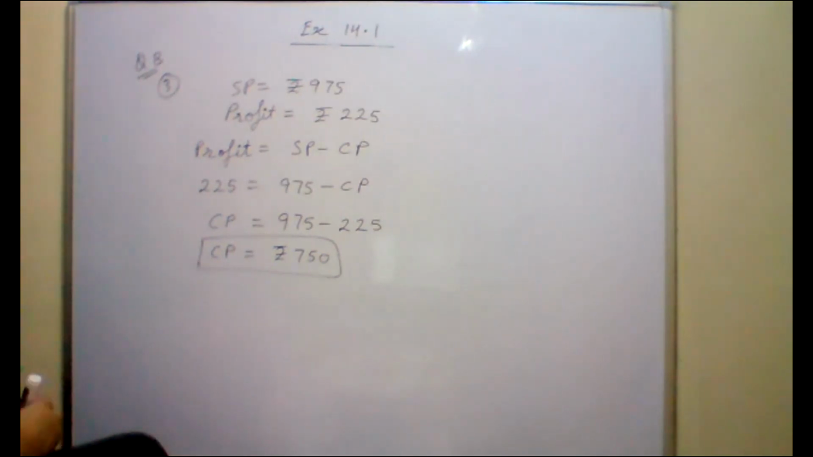So similarly, you can do the rest of the parts. Let's start with question C. Actually, it is C. In the book, it is written D. Change it to C, beta. There is a misprint in the book. Question number C. Okay, sir.